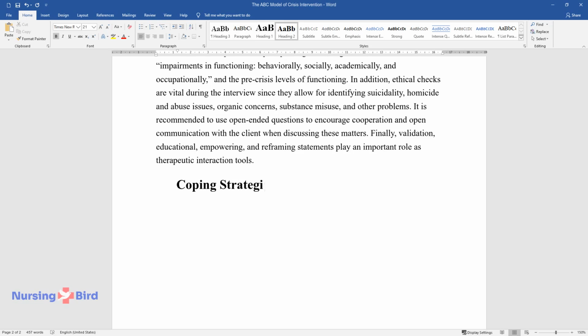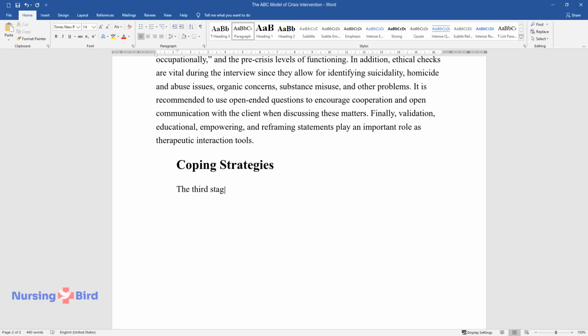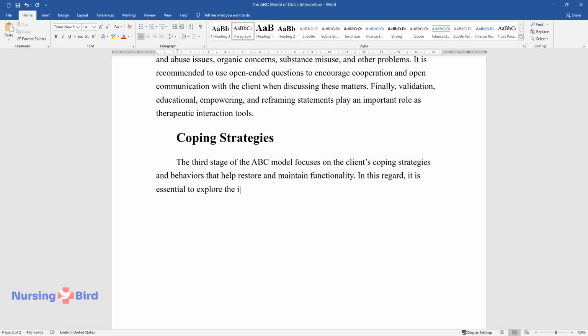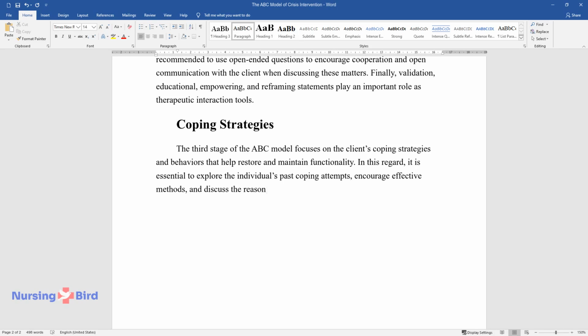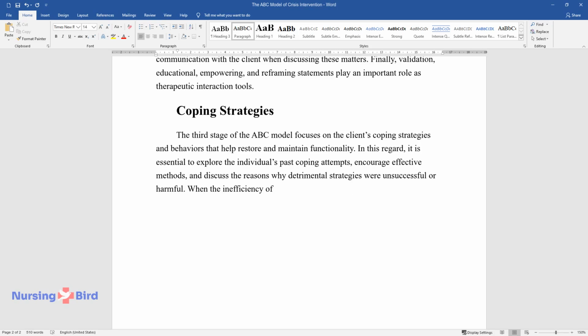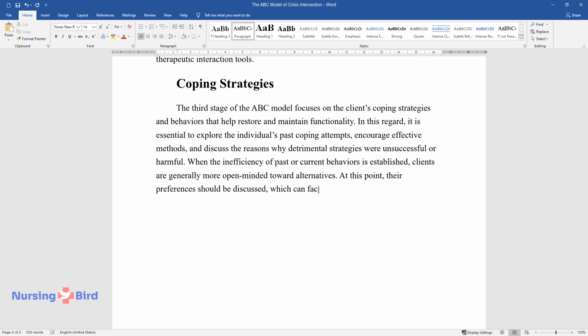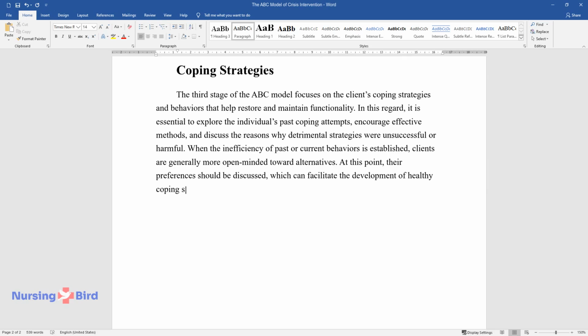Coping strategies. The third stage of the ABC model focuses on the client's coping strategies and behaviors that help restore and maintain functionality. In this regard, it is essential to explore the individual's past coping attempts, encourage effective methods, and discuss the reasons why detrimental strategies were unsuccessful or harmful. When the inefficiency of past or current behaviors is established, clients are generally more open-minded toward alternatives. At this point, their preferences should be discussed, which can facilitate the development of healthy coping strategies.